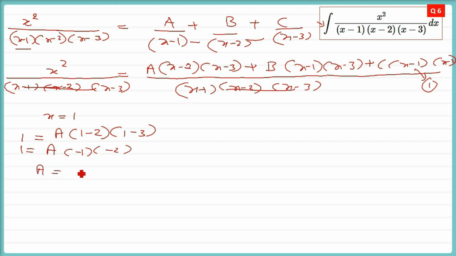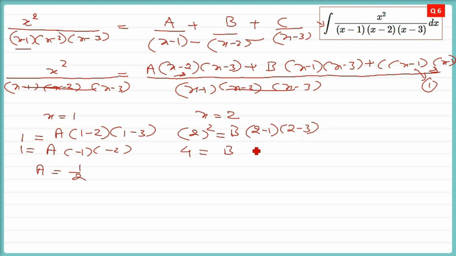So this a will become 1 by 2. Now put x equals to 2. So the first and the third term will become 0. Only b will come. So when you put x equals to 2, the left hand side will be 2 square. On the right it will be b into 2 minus 1 and 2 minus 3. So 4 will be equal to b into 1 into negative 1. b is negative 4, sorry.